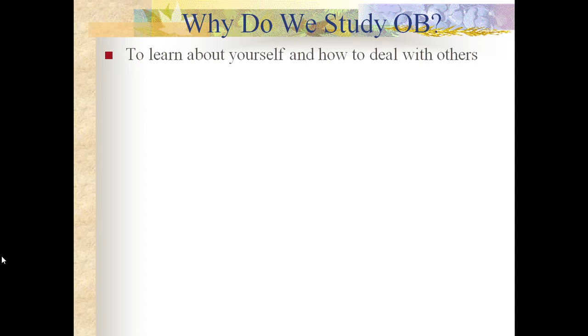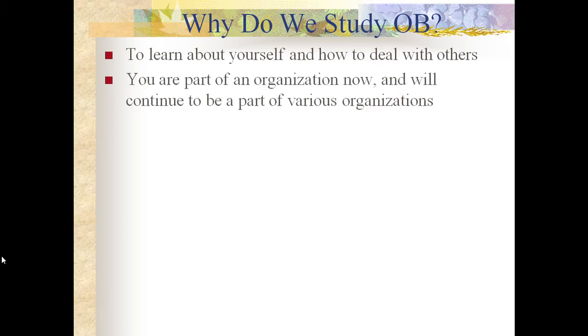And the second point says you are part of an organization now and will continue to be a part of various organizations. That means now you are a student, and in future you may become a manager in some organization. And when you become a manager, you will be part of that. And in future also, you may be becoming part of various organizations. Even though you are a student now, you are part of your class, which is an organization, maybe an informal, semi-formal organization. And there also people are behaving differently. And in future also we will be joining various other organizations. So understanding OB will help us to play our role effectively in an organization.